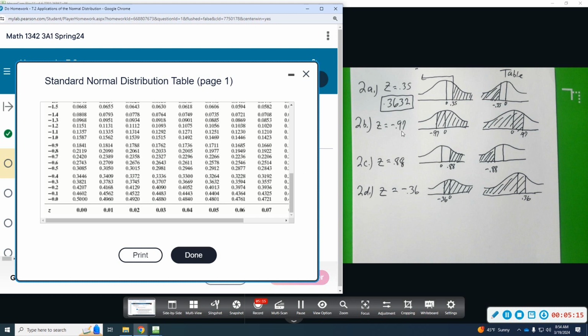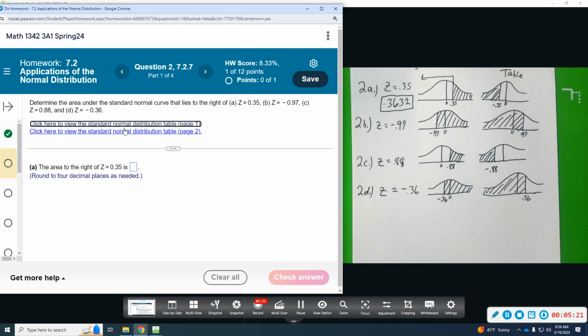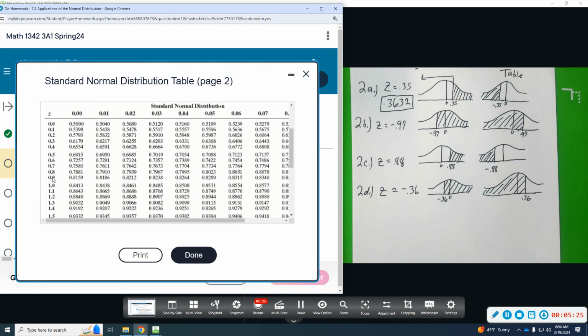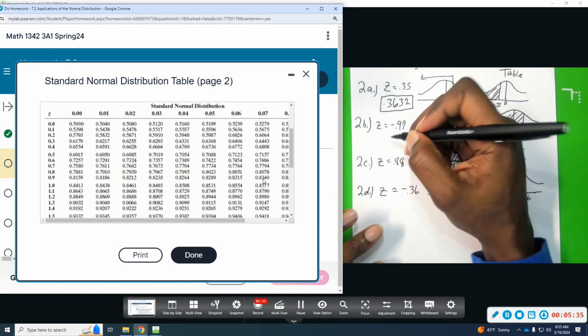Part 2, we want to find the area to the right of negative 0.97. So I'm going to look up positive 0.97. I'm going to go to the second table, positive 0.9 right here, 0, 1, 2, 3, 4, 5, 6, 7. So 0.8340.